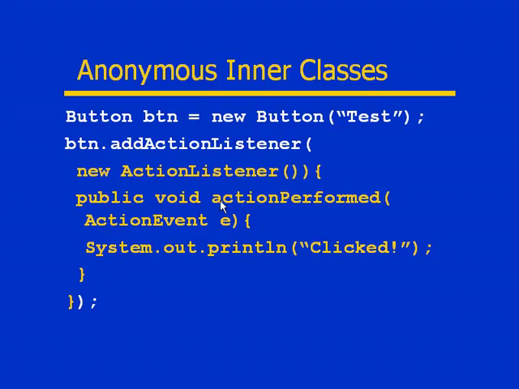Here inside of my anonymous inner class template, I have one method, actionPerformed, which accepts a single argument of type ActionEvent. When this method is invoked, it will display a message to the system console indicating that the button has been clicked by the user.